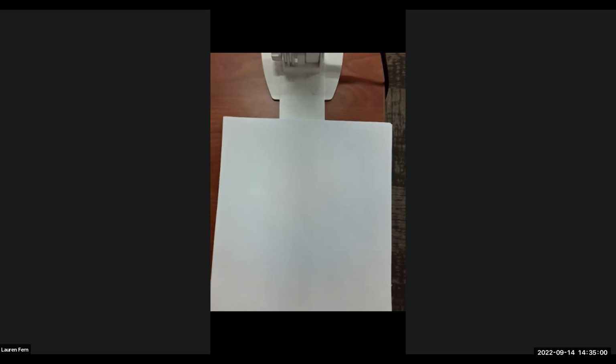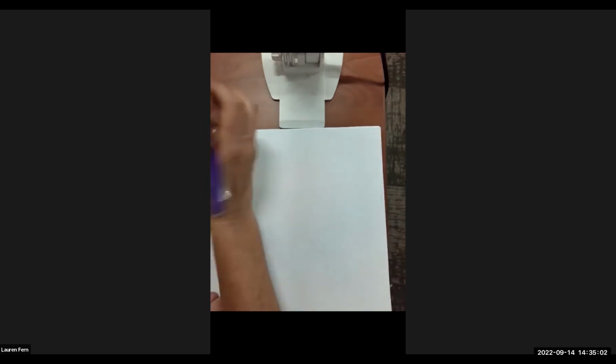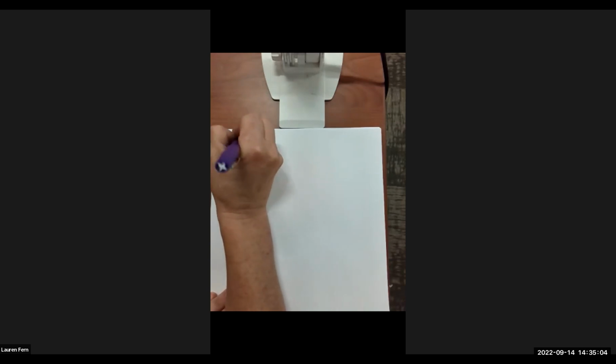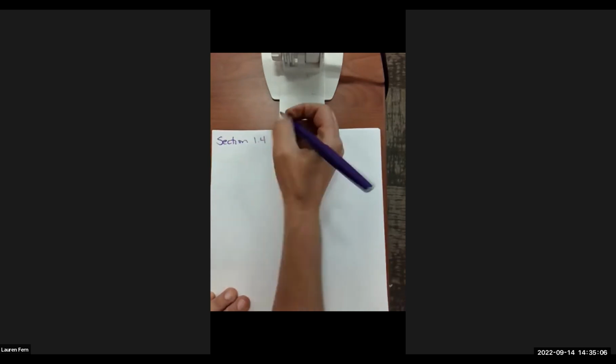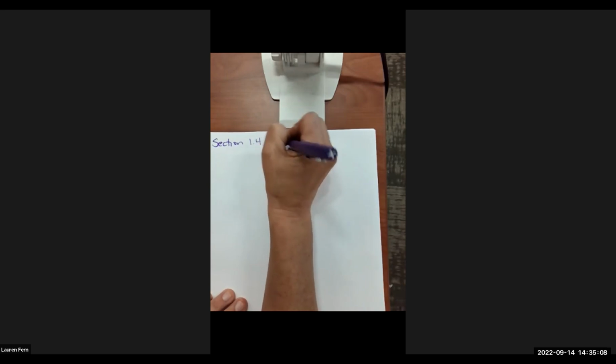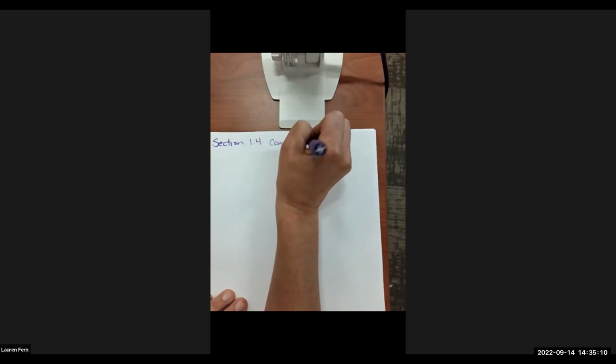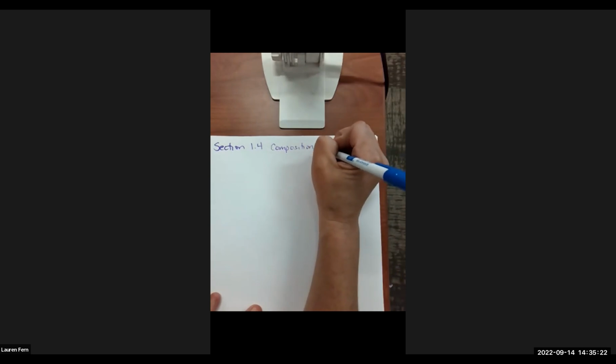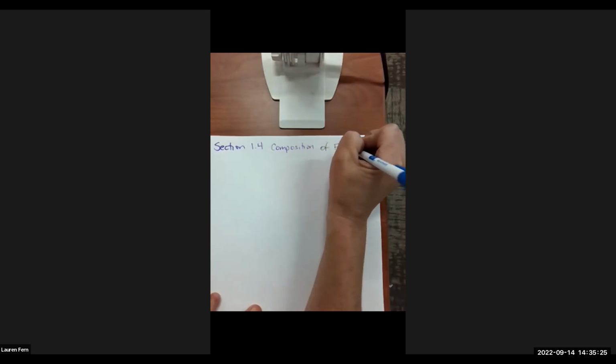Okay. So I think this is a really cute section. Let me just go to the blue pen. Composition of functions.